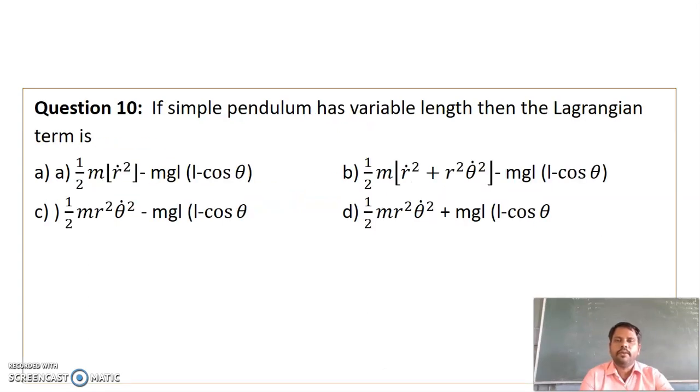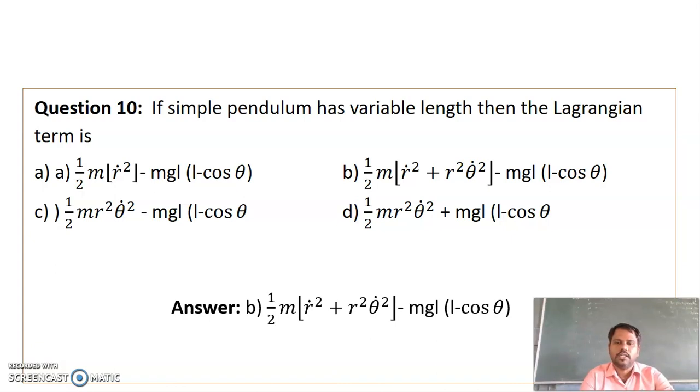If a simple pendulum has a variable length, then L dot square doesn't become 0. Which means your expression should be half m r dot square plus r square theta dot square, minus mgL or mgr into 1 minus cos theta. So the option is answer D.